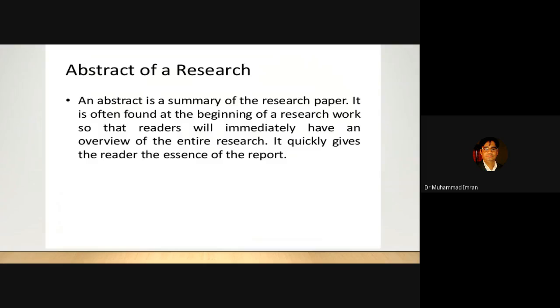Abstract of a research paper. An abstract is a heart of a manuscript. An abstract is a summary of the research paper. It is often found at the beginning of research work so that reader will immediately have an overview of the entire research. It quickly gives the reader the sense of the report. It completely gives the idea what are the result of this manuscript. It also gives what is the novelty of this paper.